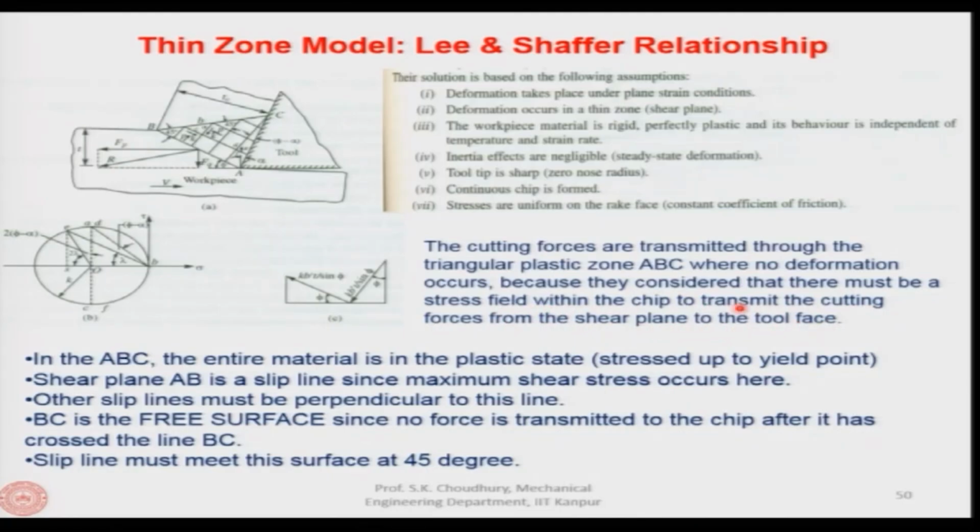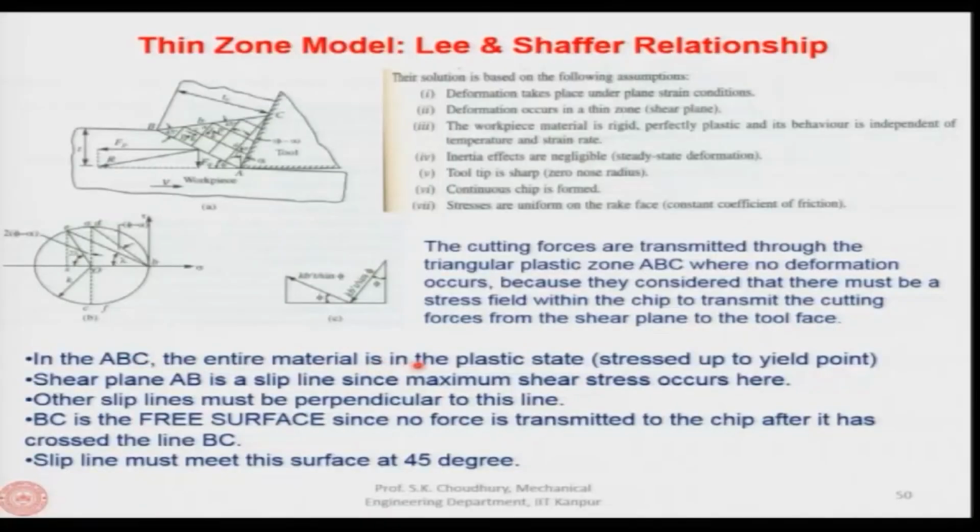Once again I will explain it to you. The resultant force has to be transmitted from here to here. Now, this transmission can take place through a plastic zone where no deformation occurs because of this force, then only this can be transmitted. If this force creates deformation, it will be absorbed. So, therefore, they are saying that ABC is the plastic zone where the material is plastically deformed to the maximum. In the ABC, the entire material is in the plastic state, stressed up to the yield point, yield point B in that diagram that we have discussed in the very beginning.